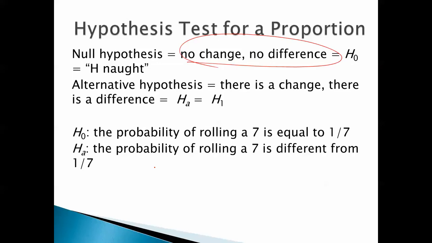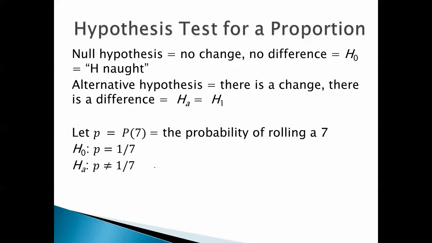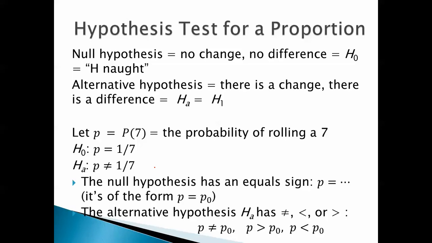Okay, so here's the way we'd represent that. There's no way we're going to keep writing out the probability of rolling a 7 is equal to 1/7. Holy cow. We would just write it this way. Let P equal P of 7, in other words, the probability of rolling 7. Our null hypothesis is that P equals 1/7, and our alternative hypothesis is that P does not equal 1/7. Now the null hypothesis always has an equal sign. It looks like this, P equals. So it's of the form P equals P sub 0. For example, here, our null hypothesis is that P equals 1/7.